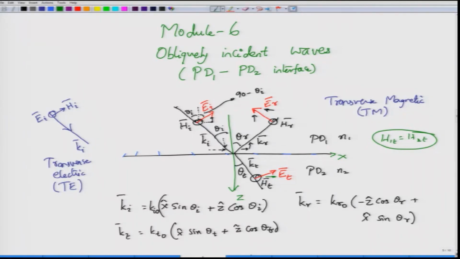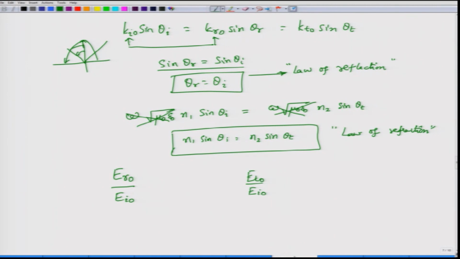And luckily for us, the magnetic field is tangential everywhere to the interface plane. Because H is along the y axis, it is parallel to the x-y plane, and therefore all of the incident, reflected and transmitted magnetic fields are oriented along the y axis, and therefore, they are tangential. Therefore, the second condition that we will obtain in terms of the tangential magnetic fields will look something like this: H_i0 plus H_r0 equals H_t0. Now, what are these H_i0, H_r0, H_t0? Is it possible for me to relate these quantities to the electric field? Yes, it is possible.